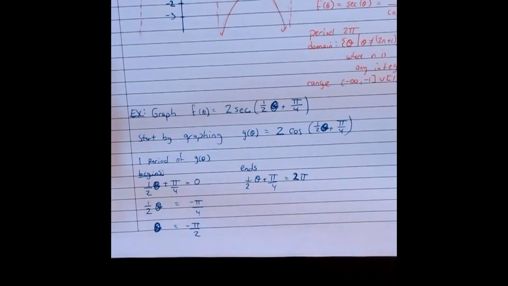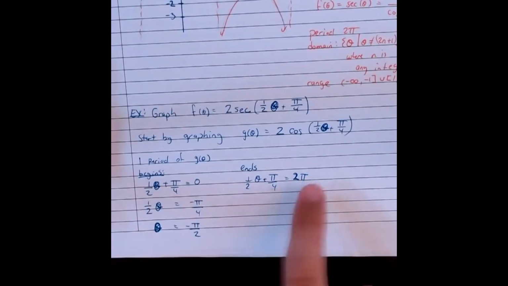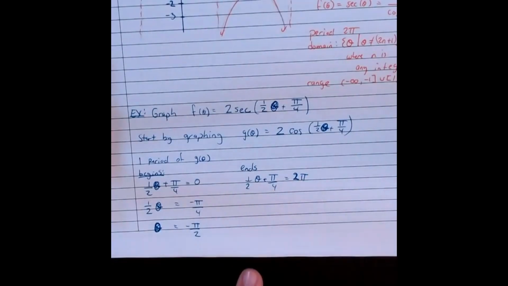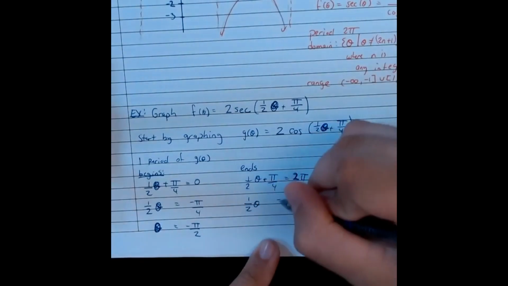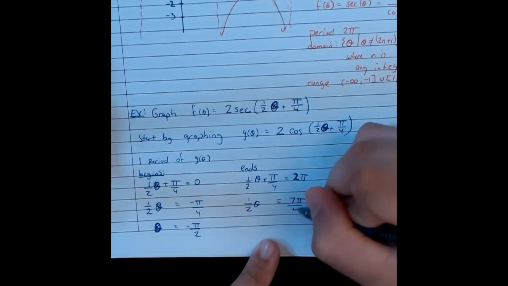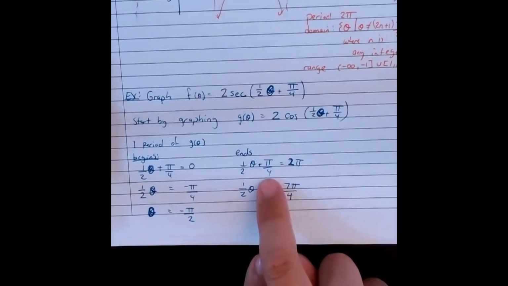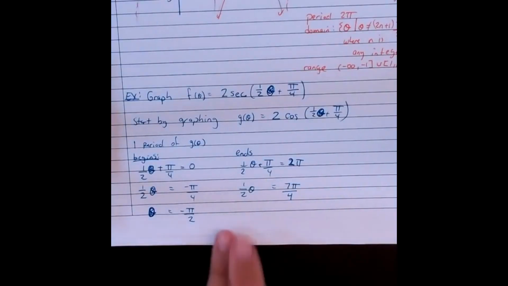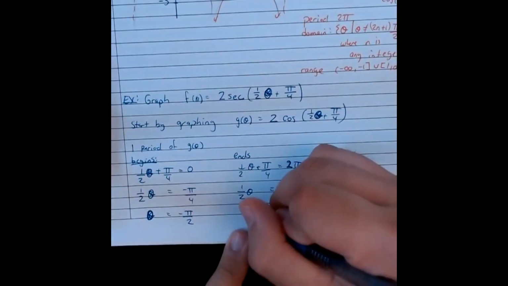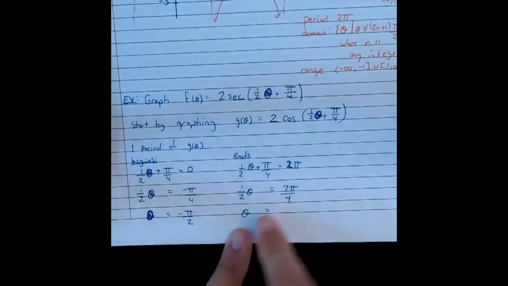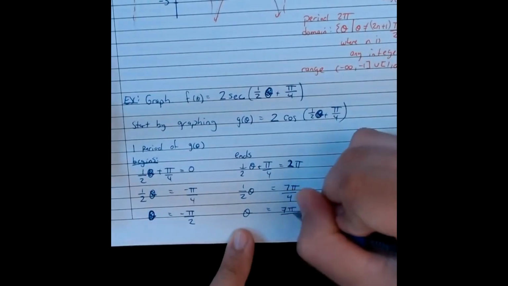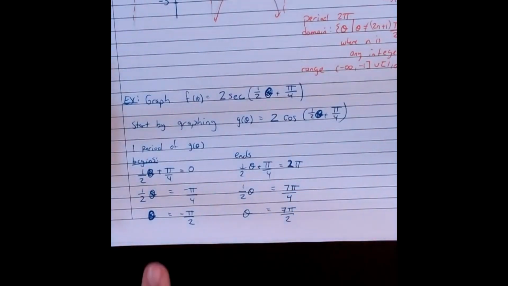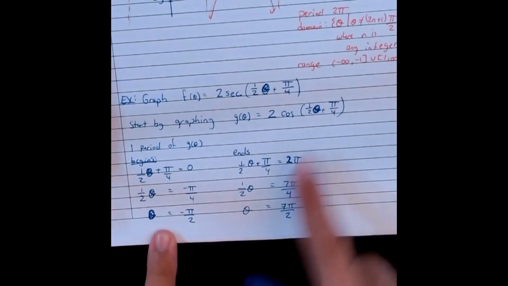All right, from 0 to 2 pi. Let's subtract pi over 4 over to this side. 2 pi minus pi over 4, that'll be 7 pi over 4. 8 pi over 4 minus pi over 4 is 7 pi over 4. And now we'll double both sides. So that'll give us theta is equal to 14 pi over 4. 14 over 4 can reduce to 7 over 2. So that's 7 pi over 2. And there we go. We now know the beginning and the ending of one period of the function.